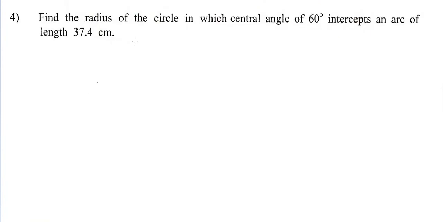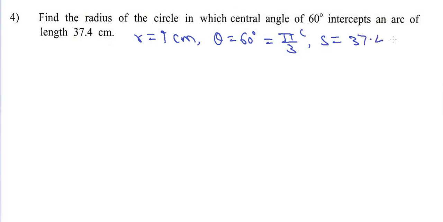Question number 4. Find the radius of a circle, R equal to how much? How many centimeter? In which the central angle theta equal to 60 degrees, write it directly, pi by 3 radian, intercepts an arc of length S is given is equal to 37.4 centimeter. We need to find R.